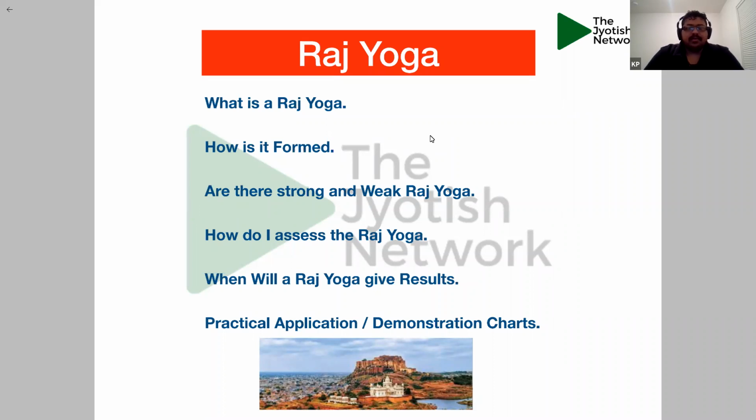And when someone asks me that question, when will this yoga give me the result, you always look at firstly the Vimshottari Mahadasha and look at the sequence and see which planetary periods that particular person is going to run in the next few years, and if any of those planetary periods are for the planets which are configured in a Raj Yoga.